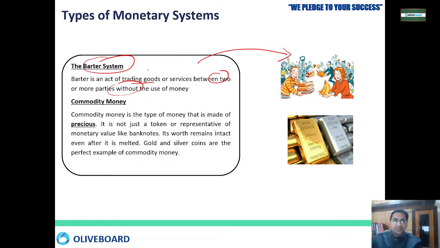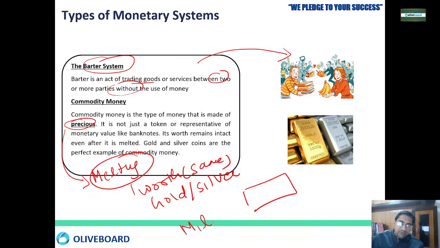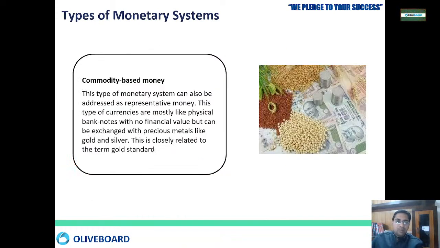Right. Then comes the commodity money. Commodity money is a type of money that is made of precious things. So if you are melting it, their worth remains same. वर्थ रिमेन सेम. अगर आप गोल्ड ले ले, सिल्वर ले ले, okay, if you take a bar of it, if you melt it also, the value remains same. Okay, so that is called commodity money.